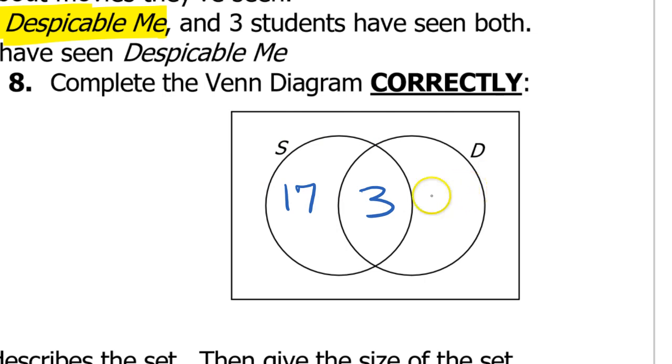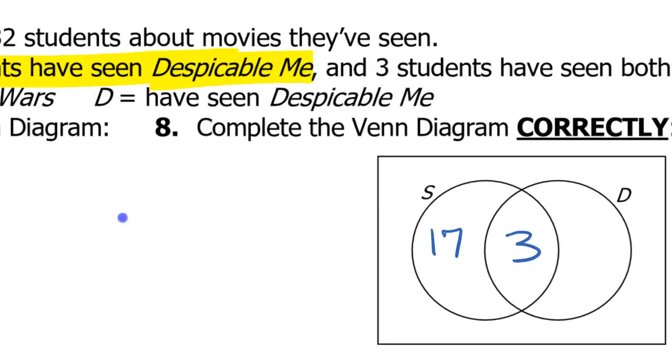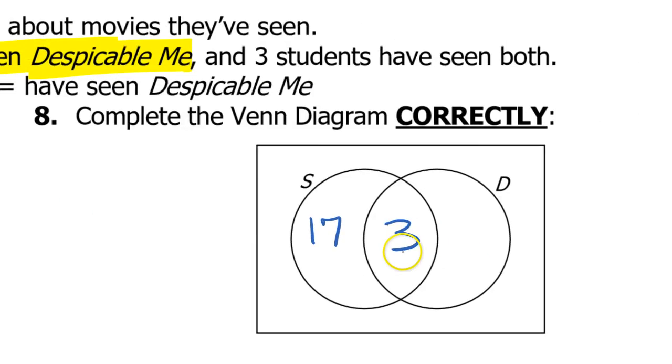Similarly, for Despicable Me, 8 students have seen Despicable Me. 3 of them have already been accounted for right here. So that leaves 5 students in this part of the diagram who have only seen Despicable Me. But if I were to go back and shade in the Despicable Me circle, I would see, yep, that's 8 students total.